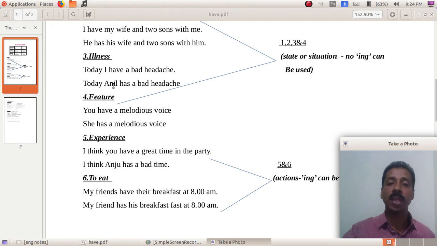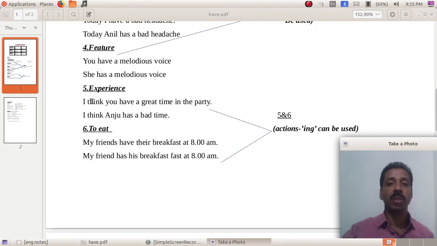If you are using a pronoun instead of Anil, we will use he. So today Anil has a bad headache. So, illness, in order to show illness. Then the fourth use mentioned here is feature.